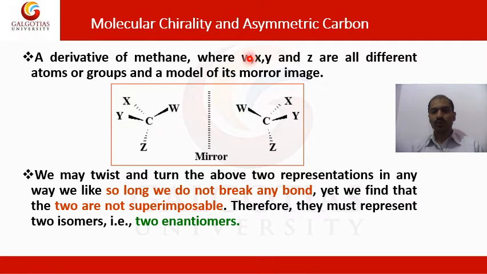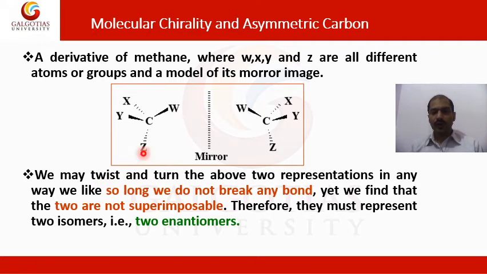So here these groups might be just W, X, Y, Z. This could be OH, this could be NH2, this could be some carboxylic acid group, or some other group. If these are different, then this will be a chiral molecule.